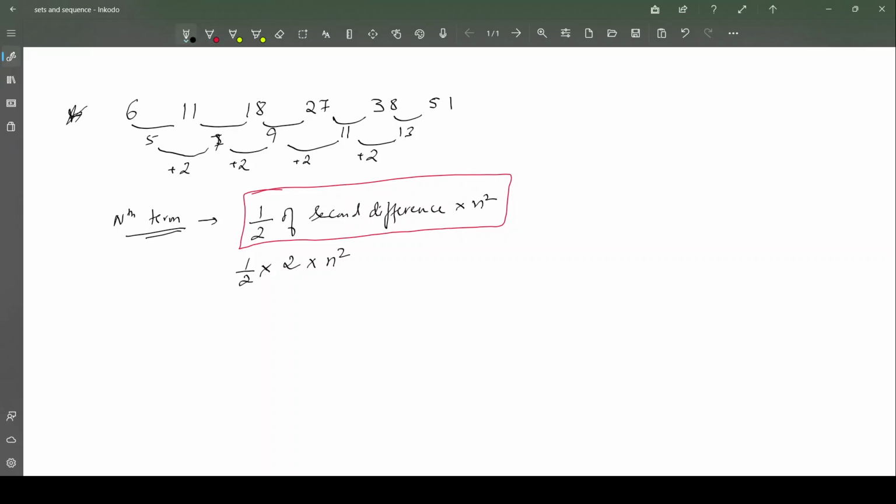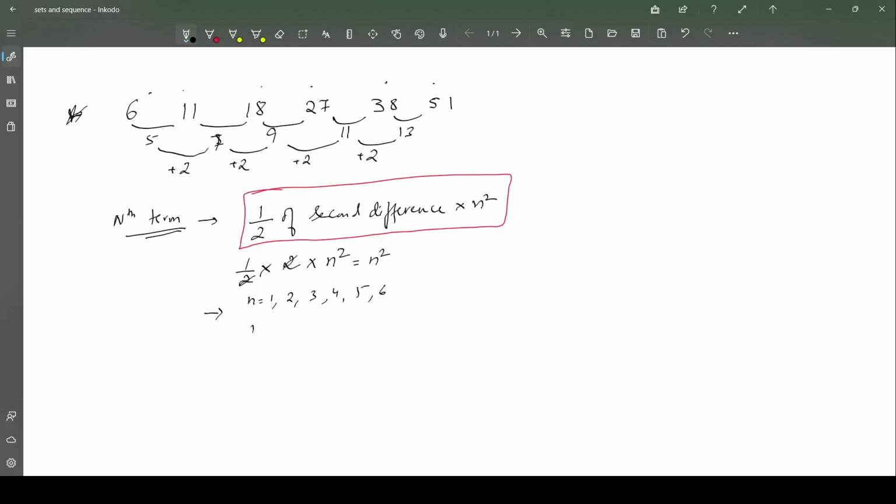In this you can cancel out the 2 and 2, and you'll be left with n square, right? Now after this, in this n square you have to put n as 1, 2, 3, 4, 5, 6, because there are 6 terms. So you have to put all the values of n as 1, 2, 3, 4, 5, 6 and find out what it comes out to be.